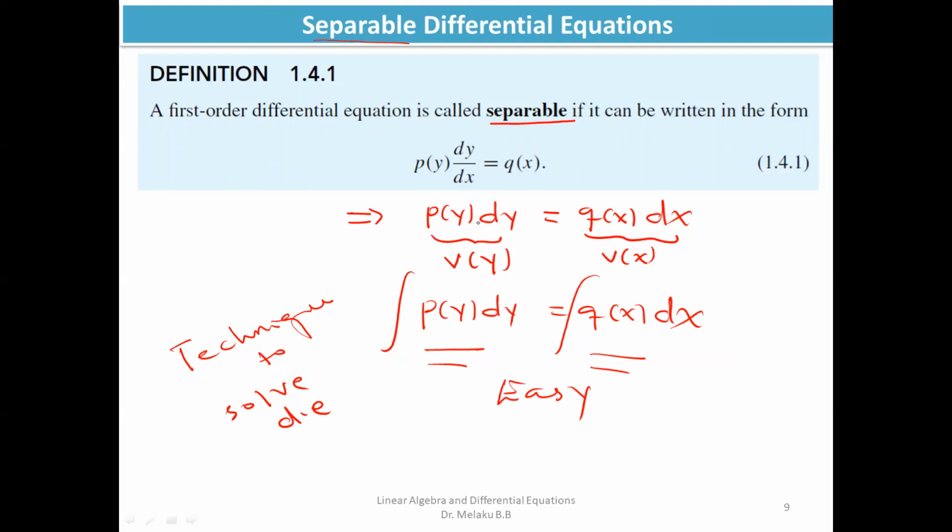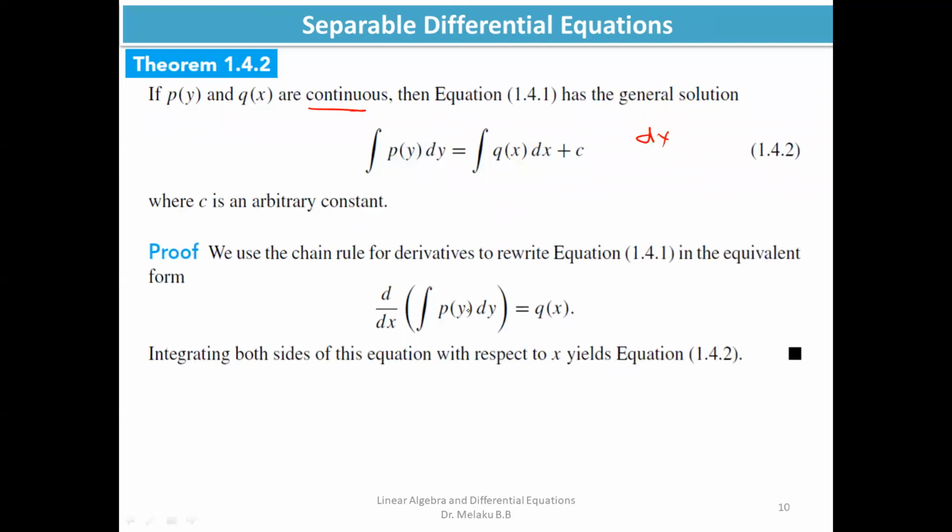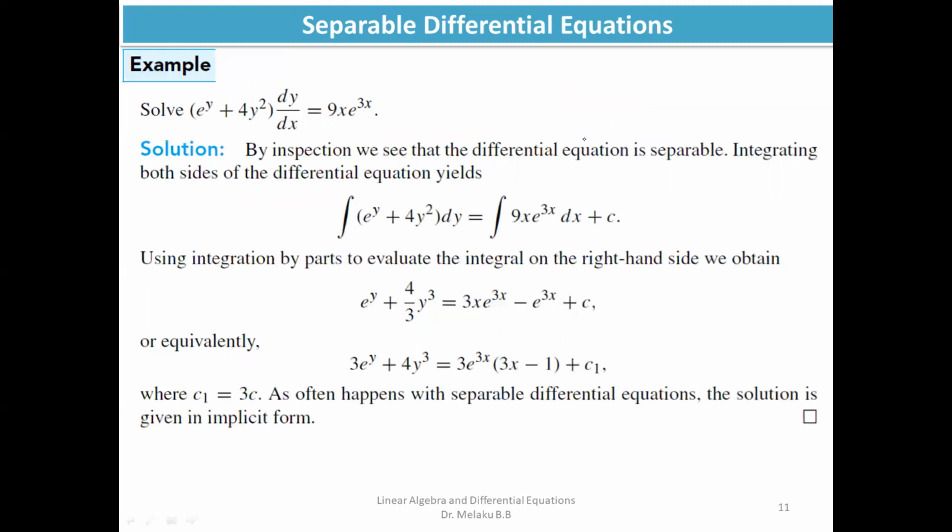Simply, upon separating the differential equation and integrating both sides, you will obtain the solution. It says if p of x and q of x are continuous, then the separable differential equation, equation 1.41, has a general solution of this form. It is easy to integrate, and of course, upon integrating, we have to add the arbitrary constant c.